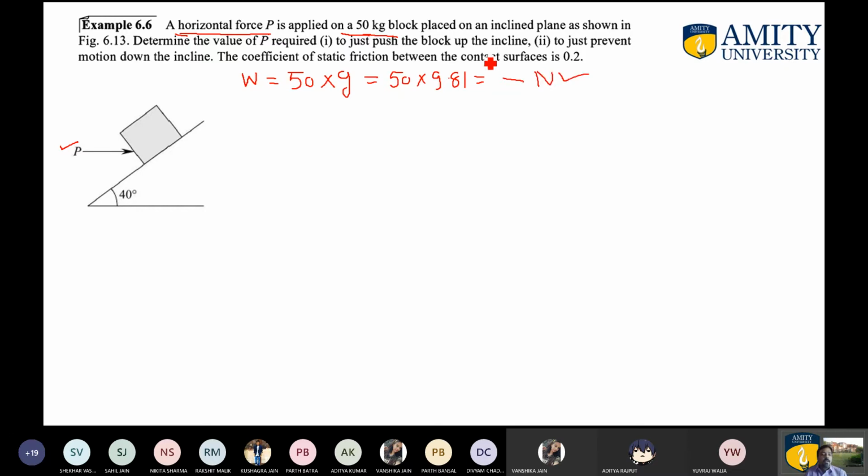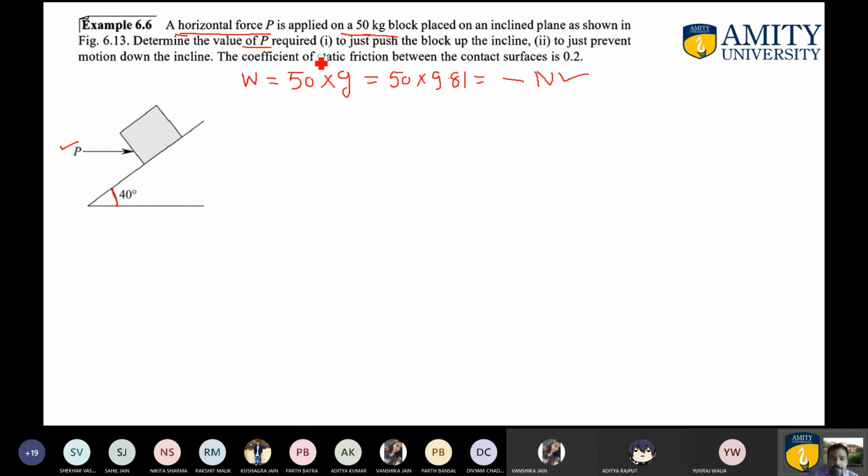So this is required when you draw the free body diagram. Now this is placed on an inclined plane as shown in the figure. So this is the figure which is given to you. The inclined plane has an angle of 40 degrees with the horizontal. Now you are required to answer, in the first case, what will be the value of P.